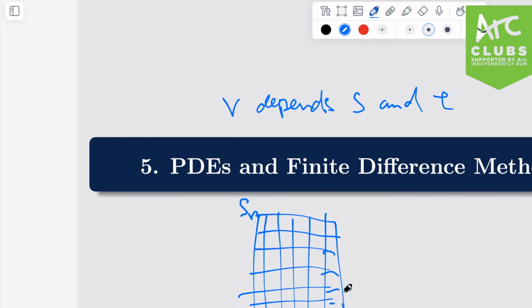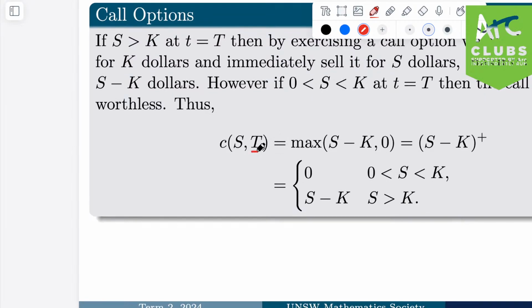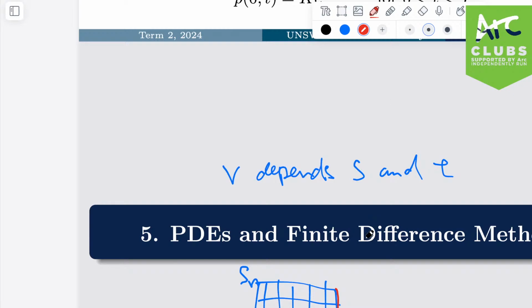Okay, what do I know about this grid? It is quite interesting, because the things I know are actually the last line. In the last line, I will have my asset price, my maturity date, and my strike price. So as mentioned here, at time T, I know the call price will just be 0 or S minus K. Similarly, at time T, I know my put price will be K minus S or 0. So I actually know everything at capital T for all the different asset prices.